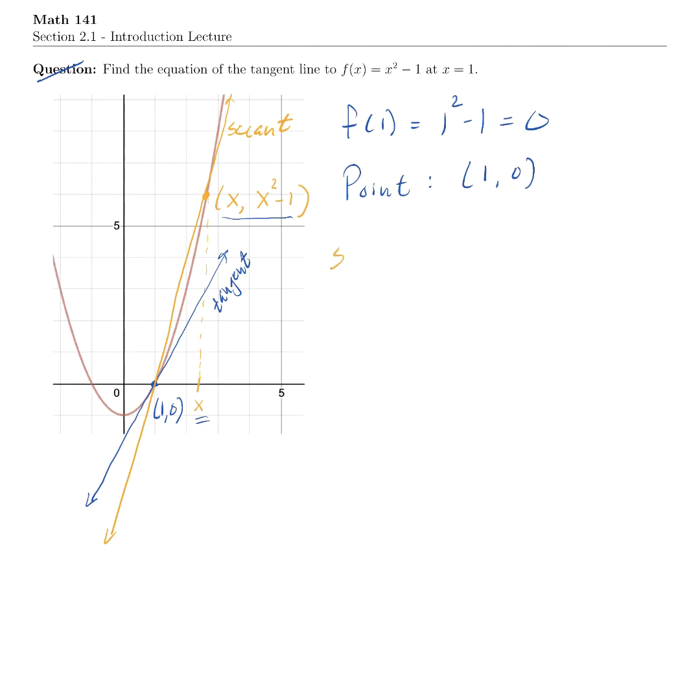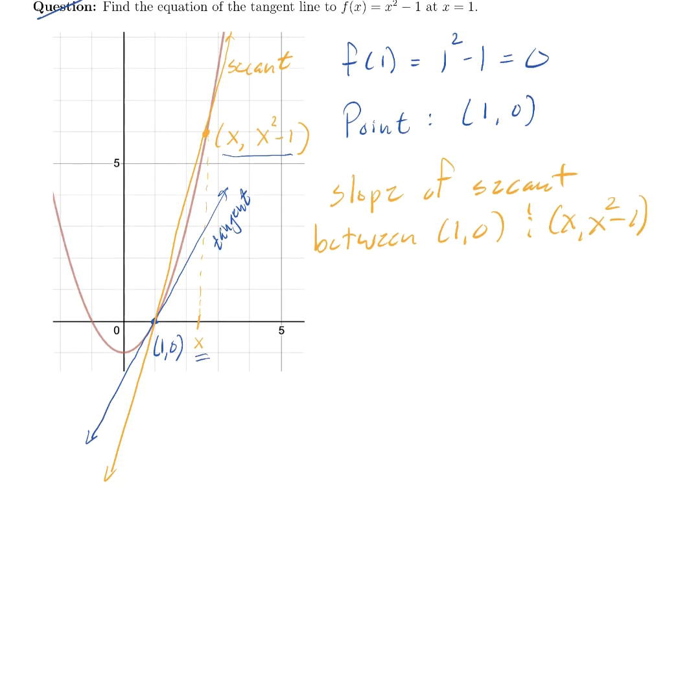So the slope of the secant between 1, 0 and x comma x squared minus 1. Well, that slope is change in y divided by change in x. And again, this is the slope of the secant. And so the y direction looks like x squared minus 1 minus 0 divided by, in the x direction, x minus 1.